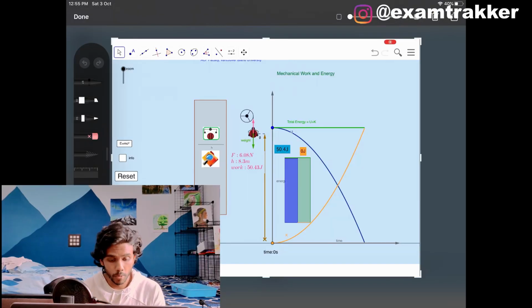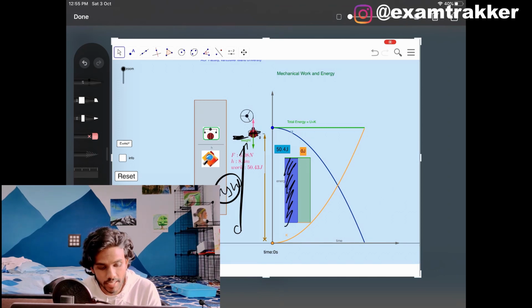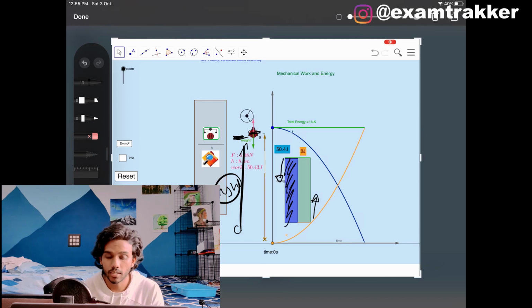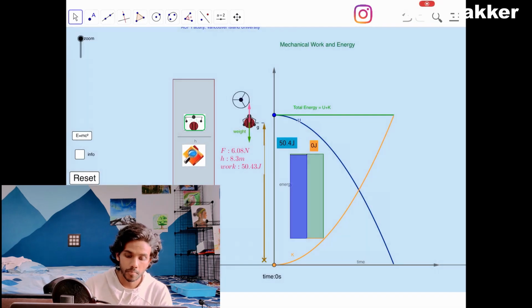Now let's look at another beautiful example. The ball is already at a height h, so because of that it already has some potential energy which is represented by this blue block. And when the ball is released, you can clearly see that this energy goes down and this energy goes up, and the sum of these 2 energies always remains constant. So let's look at that.